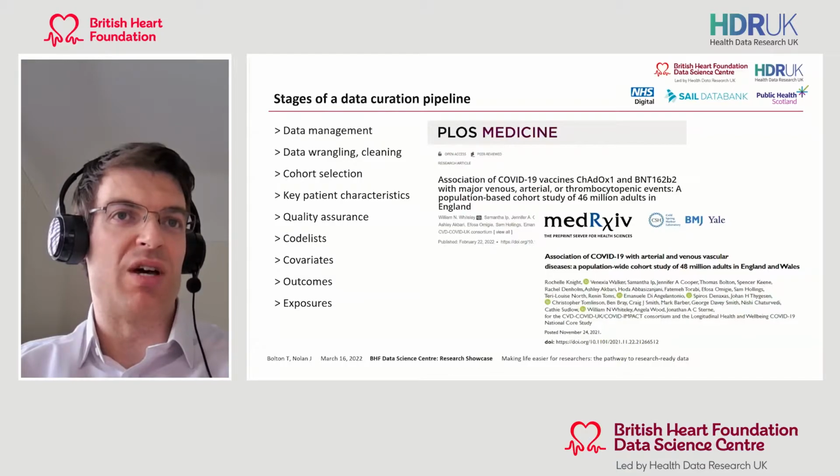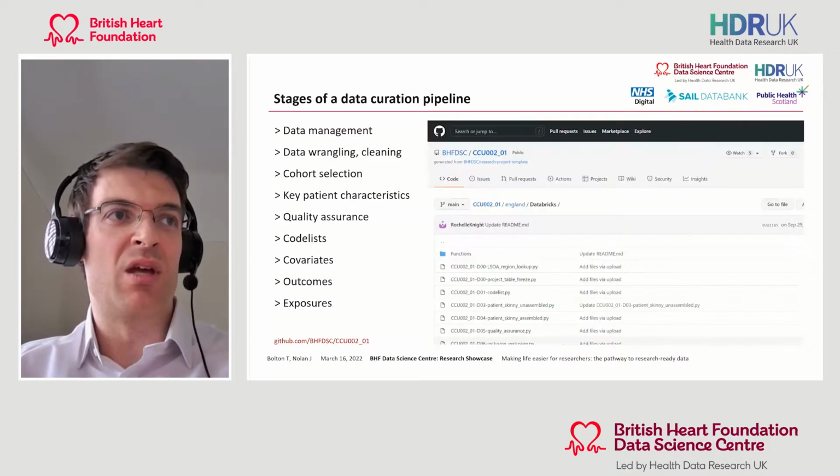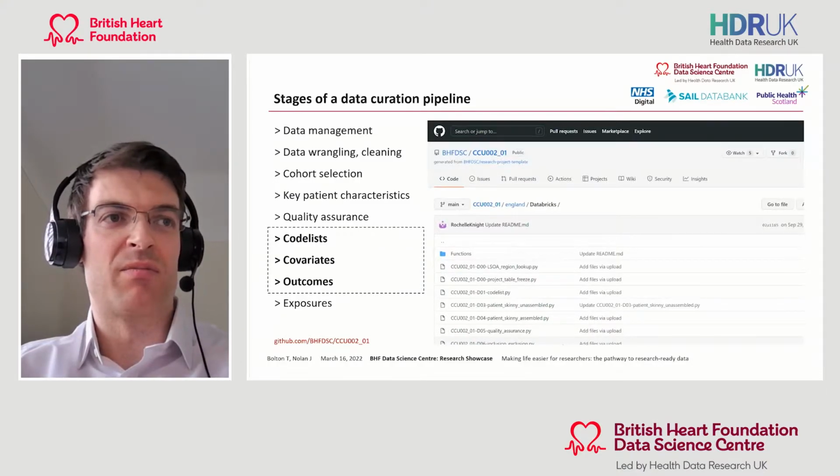And this was the pipeline used to prepare the research-ready analysis datasets for our studies investigating the risk of thrombotic events following both COVID-19 vaccination and infection. And all of this code is available via the BHF Data Science Centre GitHub repository and has formed the basis for the pipelines that John and I are now developing. Today, I'd briefly like to showcase some of our work around code lists, covariates, and outcomes, where we've been generalizing the pipeline to be readily applicable to multiple projects.